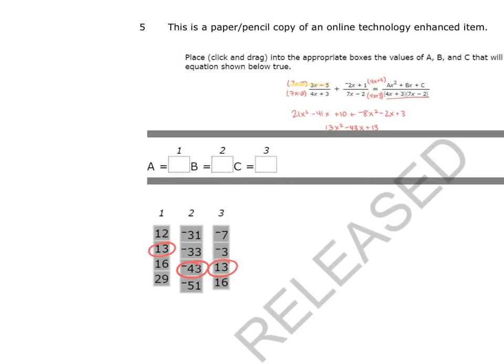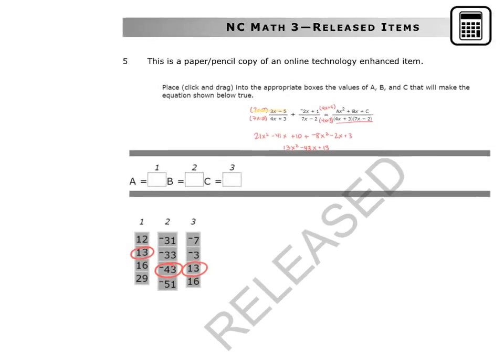There's a way to do this one on Desmos too, where you check the left and the right are equivalent. I'll show you that in the other video.